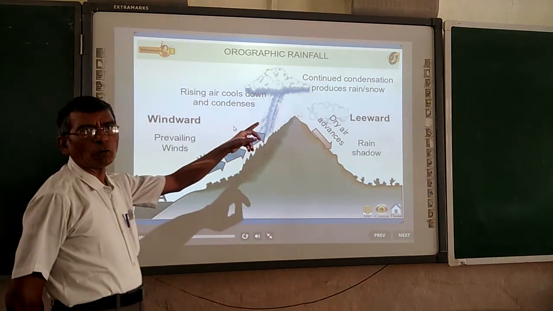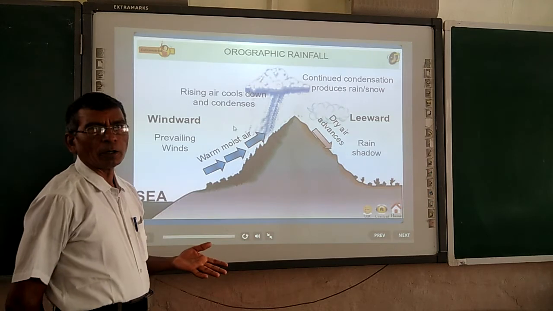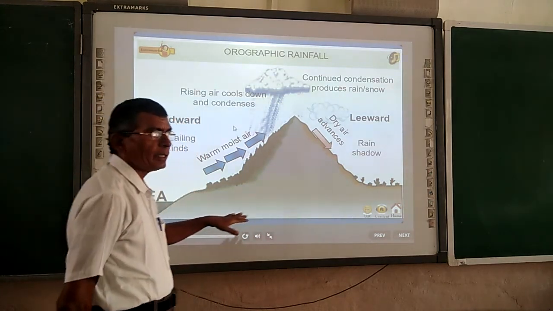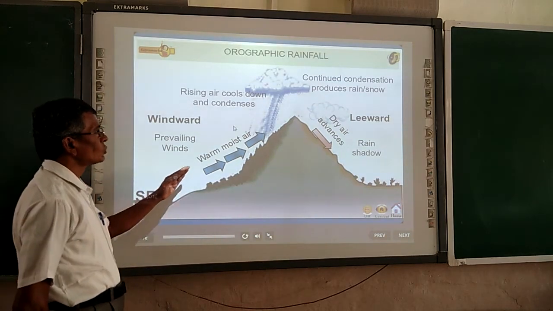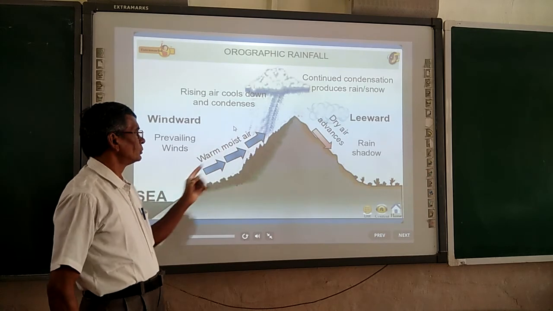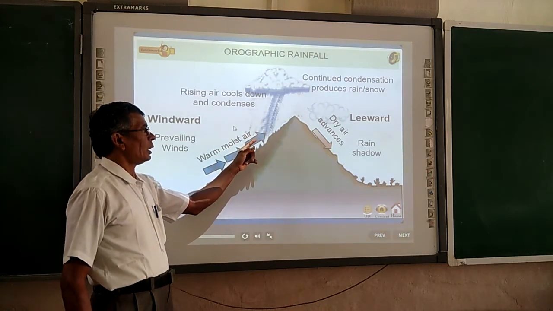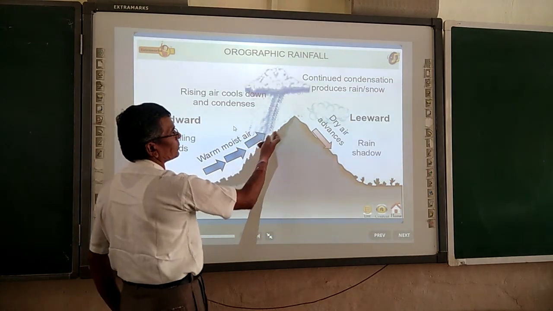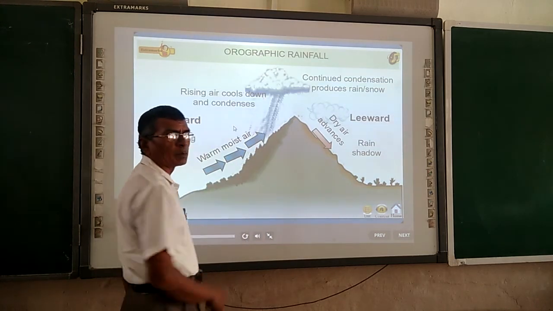Here, orographic rainfall, we can say mountain rainfall, or you can say relief rainfall. Here, when the land is heated due to sun rays, the warm air always goes towards the upper portion. This is how warm air goes to higher altitudes. So here, the mountain range stops this warm air and it goes towards the atmosphere.